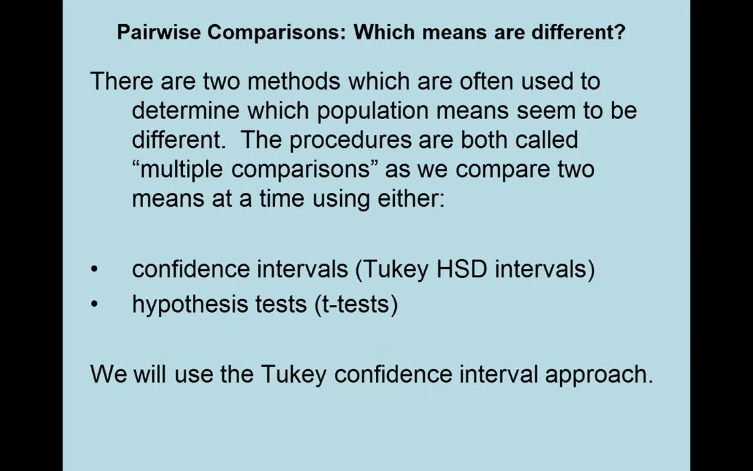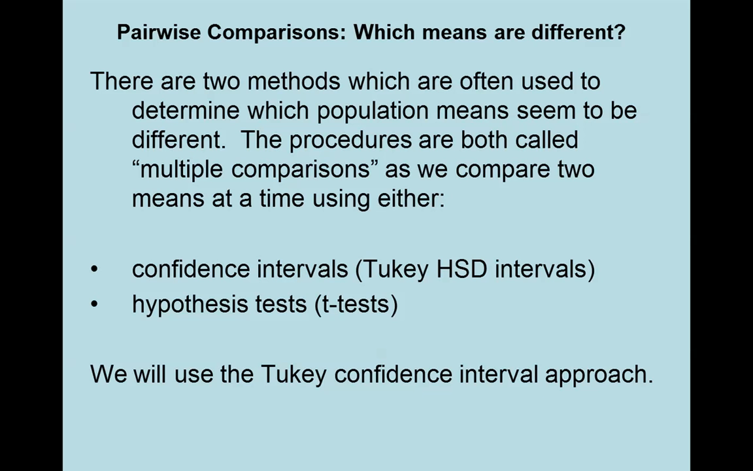Well, there are two methods that are often used to determine which population means seem to be different. The procedures are called multiple comparison methods. A lot of times they'll be called post hoc analyses. But the idea is you can either use confidence intervals or hypothesis tests to do this. Now we're going to use a method called Tukey.